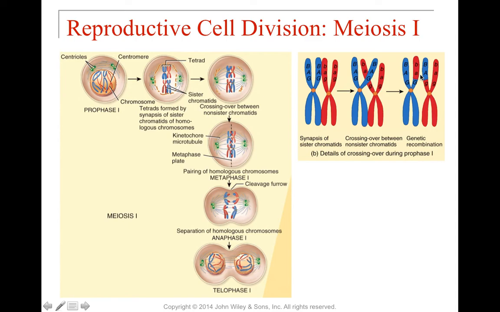And that's called genetic recombination, and that's basically a shuffling of the material before you go ahead and create the sperm and the eggs.